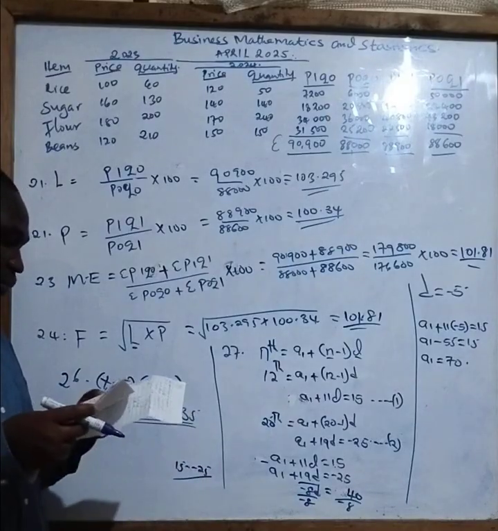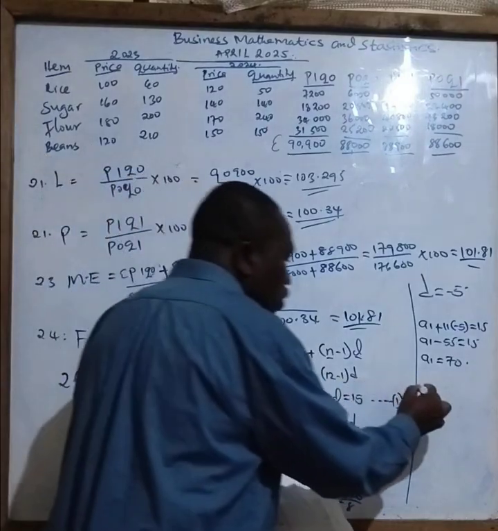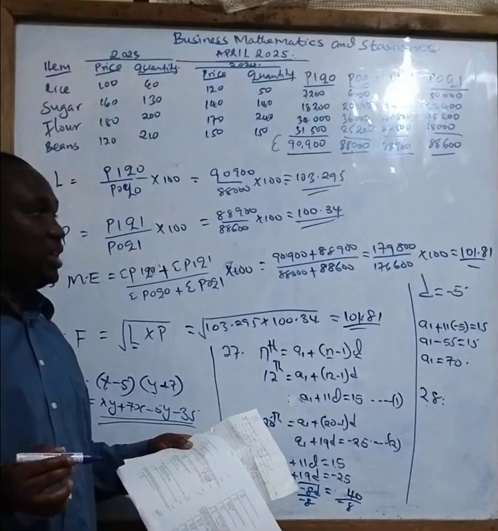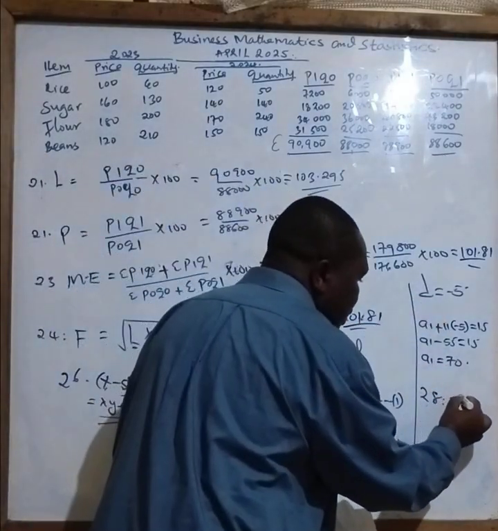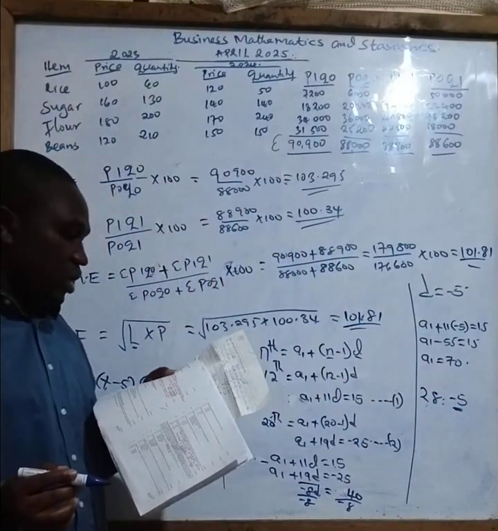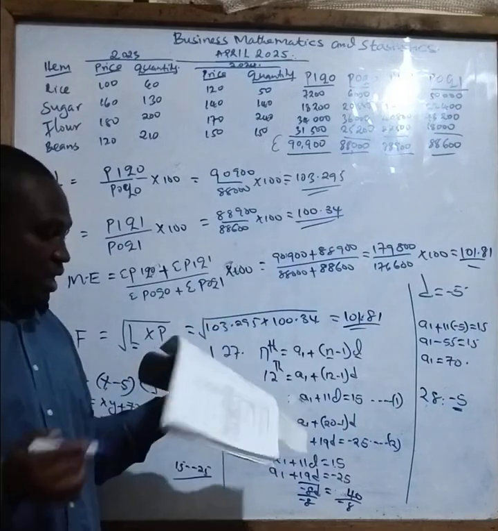Question 28. Calculate the common difference of the series. For question 28, we have already found the common difference, which is represented by the letter d. In this case, we just copy and say this is negative 5. Correct? Then we have 29. Compute the sum of the first 50 terms of the series.